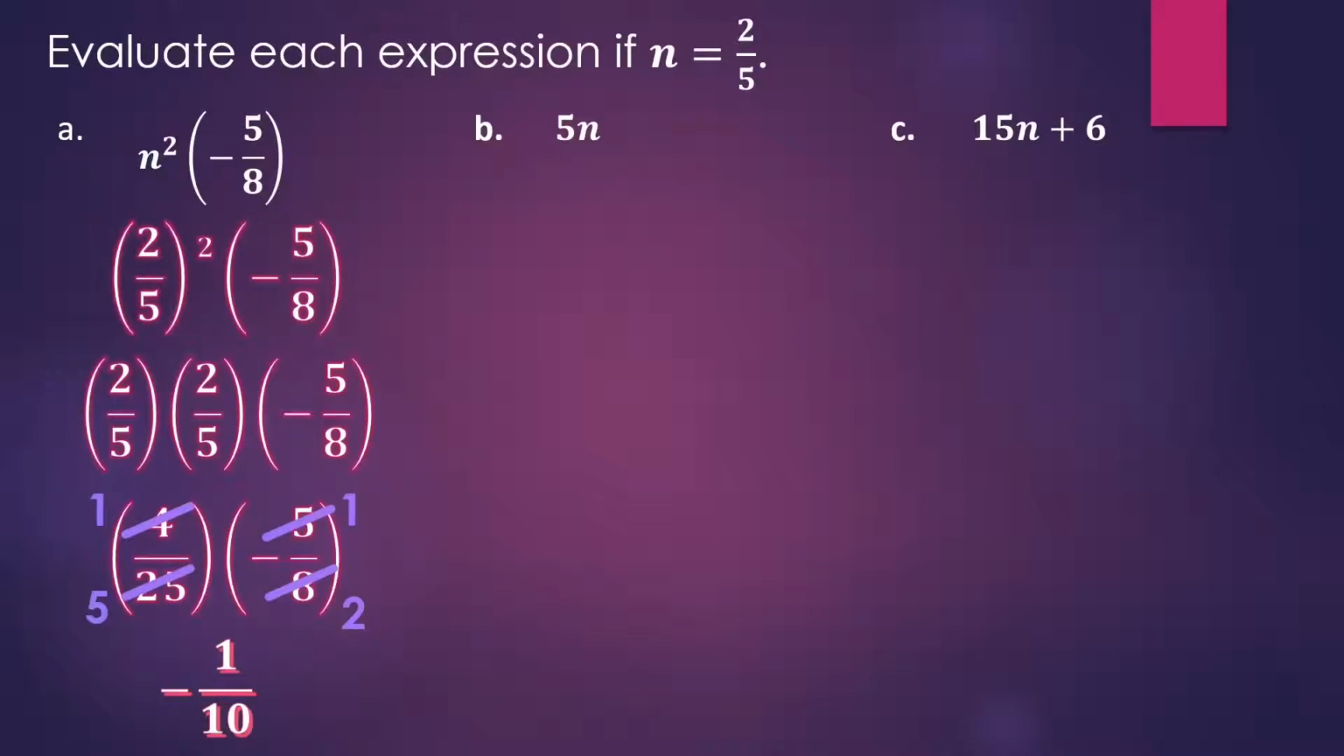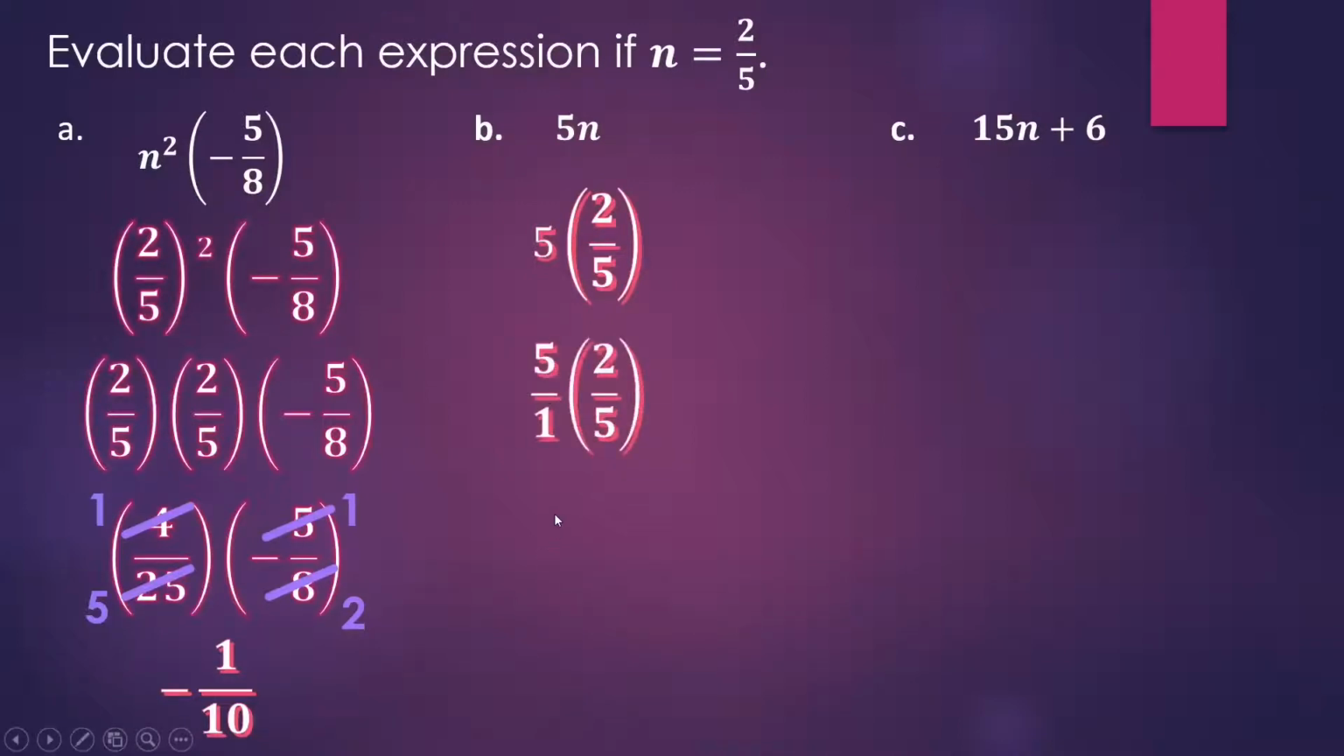Okay, let's go to 5n. That means 5 times n. Well, 5 times 2/5. Okay, that's fine. I make my 5 a fraction. Again, I can cross simplify. Both of these will just become 1. But what happens? I get 2/1, which is simply 2.